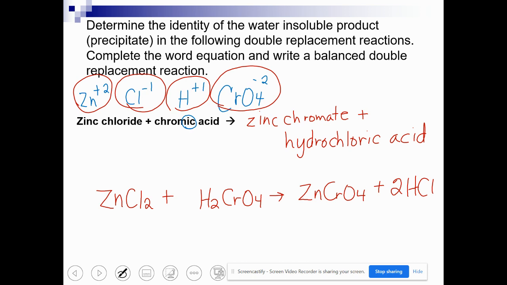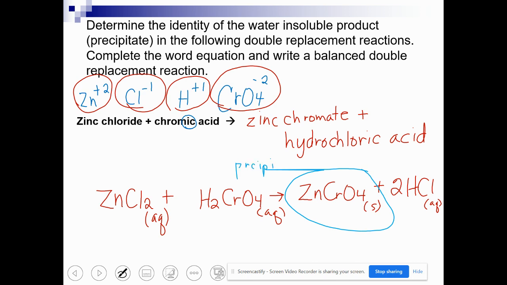Then I can start checking the rules. Rule number 2, chlorides are soluble. Zinc is not an exception. Rule number 5, all of the common acids are soluble. And then rule number 8. It says the chromates are insoluble. There are some exceptions, alkali metals and ammonium, but zinc is not one of those. So the zinc chromate is now identified as our precipitate.